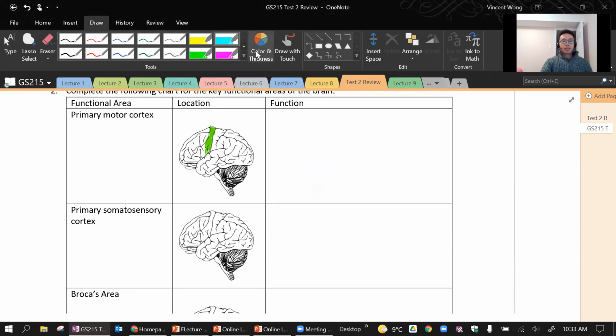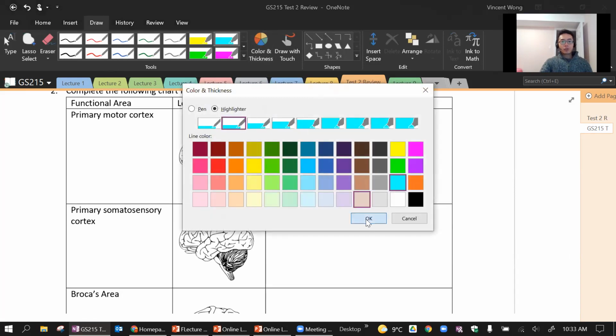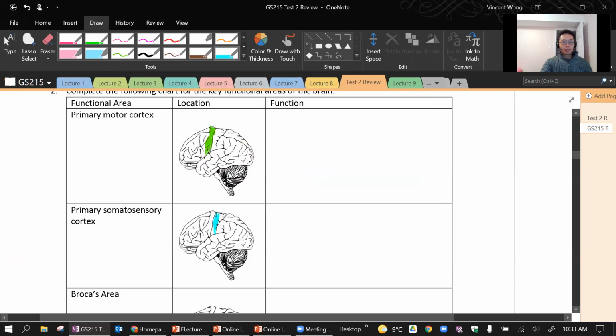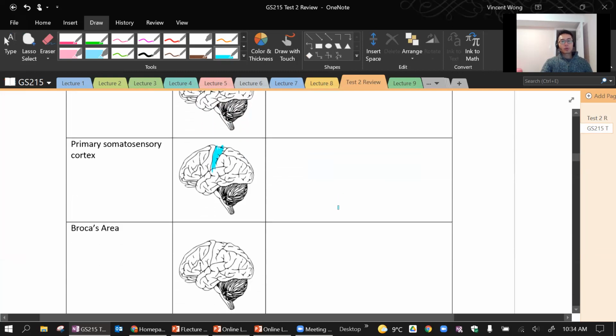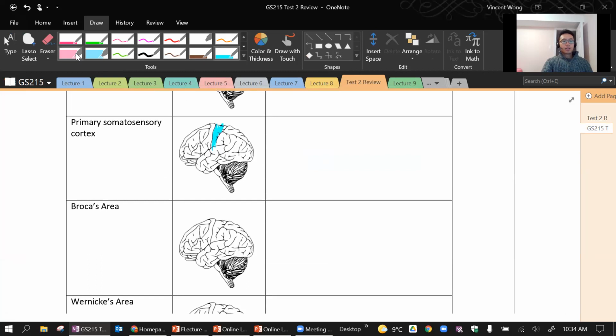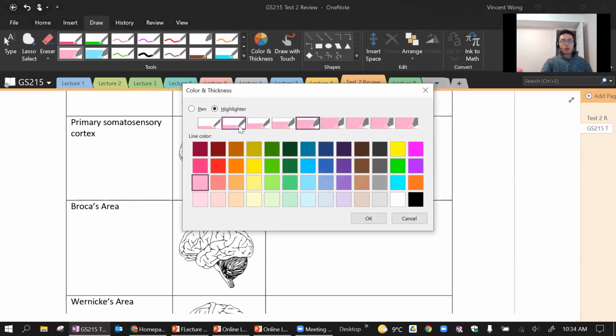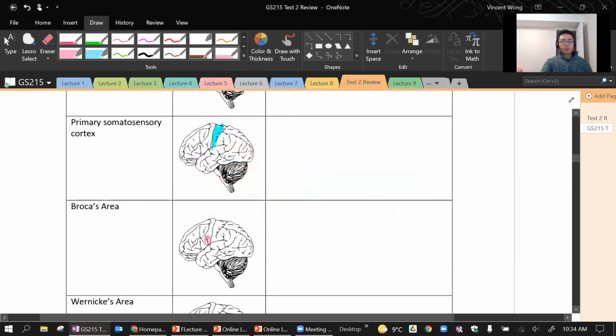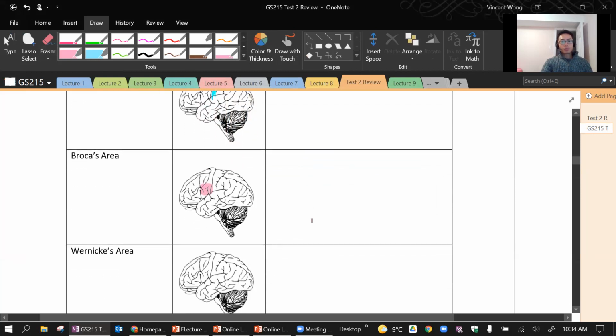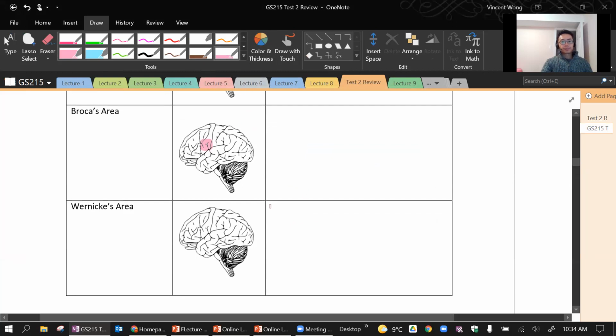Primary somatosensory cortex. Again, you should know by now, it's going to be here behind the central sulcus, and that's for somatosensory input. We also wrote it down during the lab. Broca's area is your motor speech area so that you can talk properly, with the articulate syntax and everything. And Wernicke's area is here in the temporal lobe. So make sure you know where these areas are.